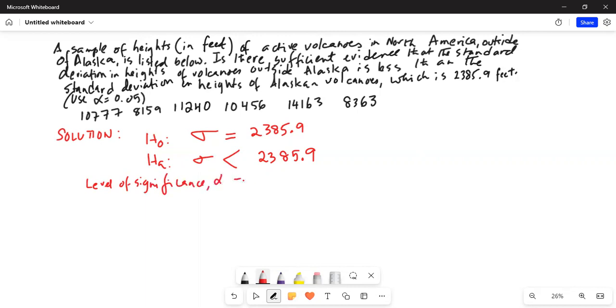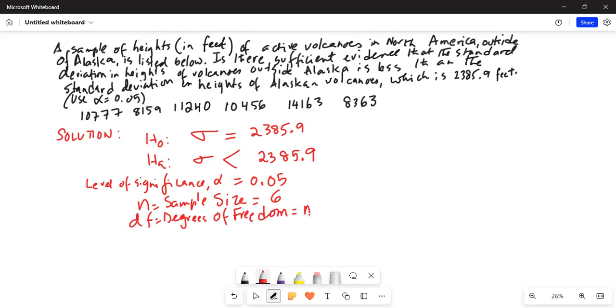Okay. Level of significance is given, alpha is 0.05. My sample size n is 6. So my degrees of freedom is n minus 1. 6 minus 1 is 5.